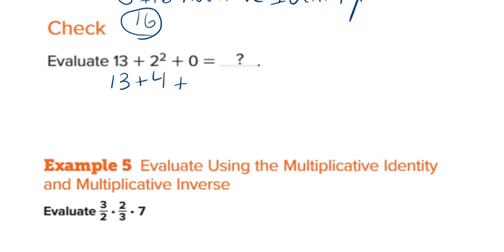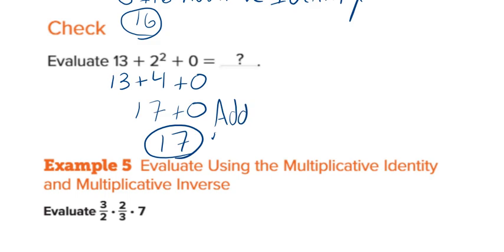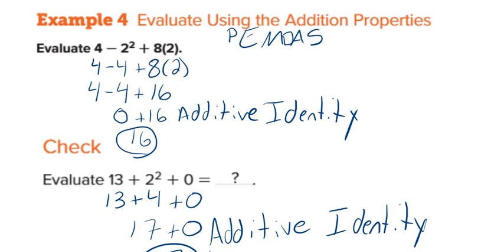So it's the same thing here. They want us to evaluate. So based off order of operations, I would leave 13 and then do 2 squared, which is 4, and then we have plus 0. Well, 13 and 4 is 17. I still have plus 0, which will get me 17. So once again, we use that additive identity in this step.